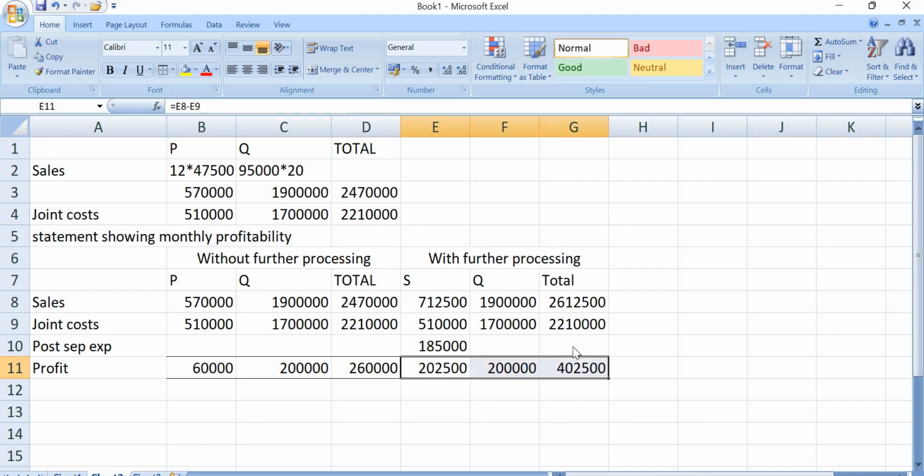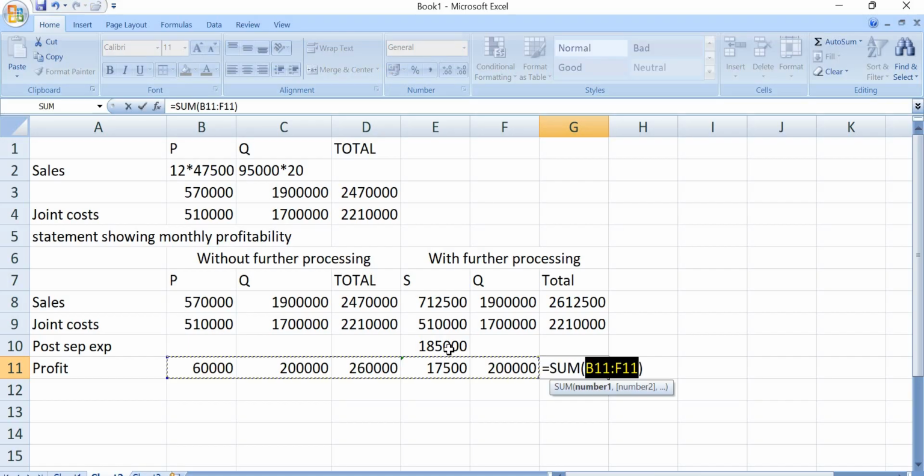So we will be having 17,500, 2 lakhs and total of 2,17,500. So without processing I will be getting a profit of 2,60,000, but after further processing my profit is going to reduce to 2,17,000. So I won't recommend further processing.